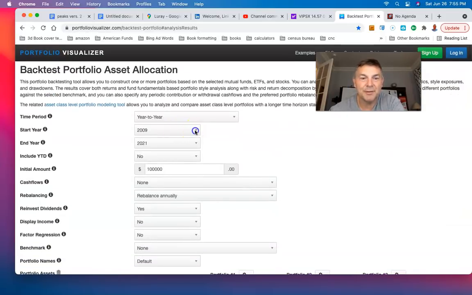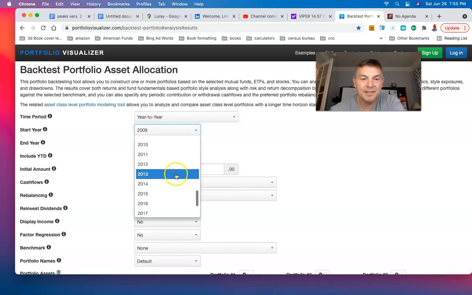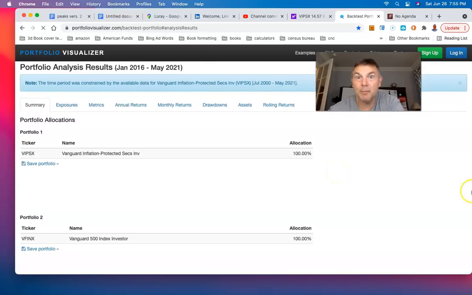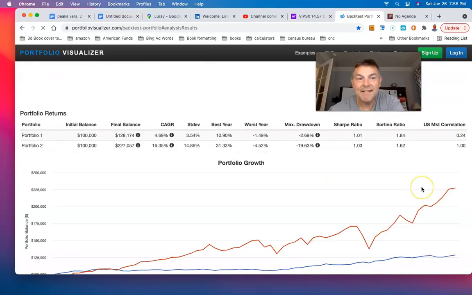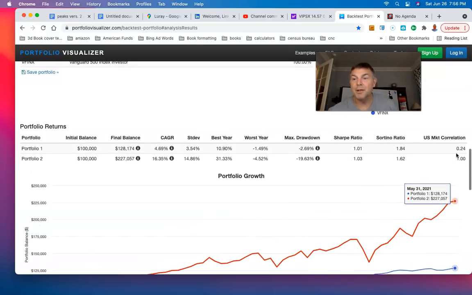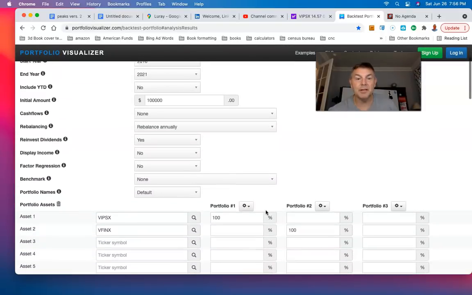So let's go back to the last 5 years into 2016 and compare. And this is the whole point why I'm doing this exercise. Look at that. It's up 220. So we've only made $28,000 in inflation-protected securities in the last six years, and yet the S&P 500 has made $127,000 on a $100,000 investment. But look at that correlation, 0.24. That's pretty good.